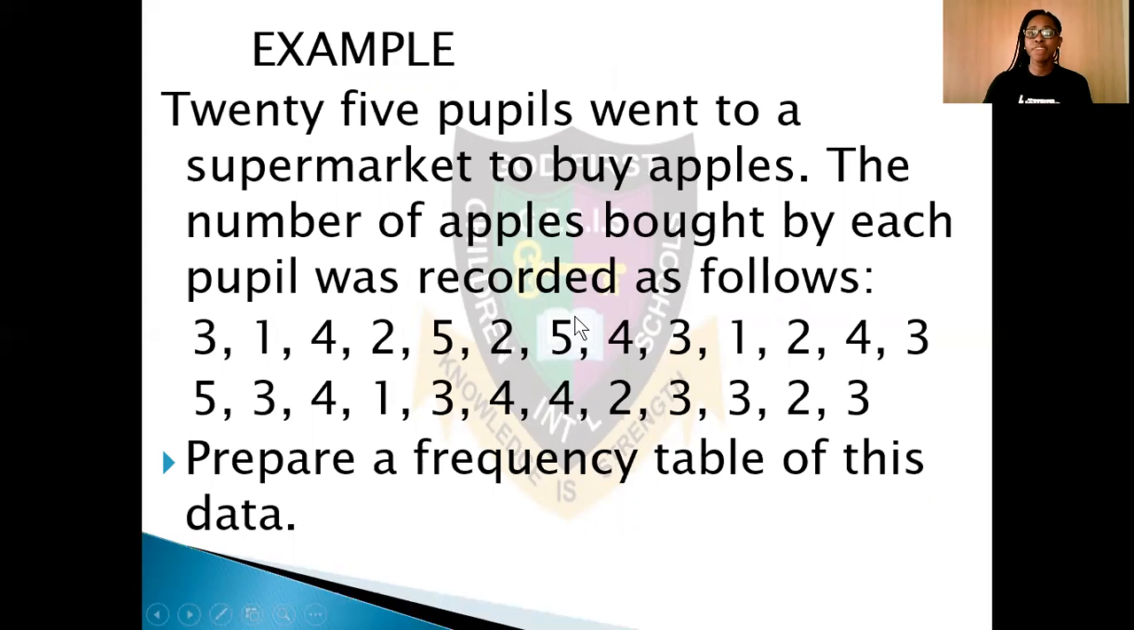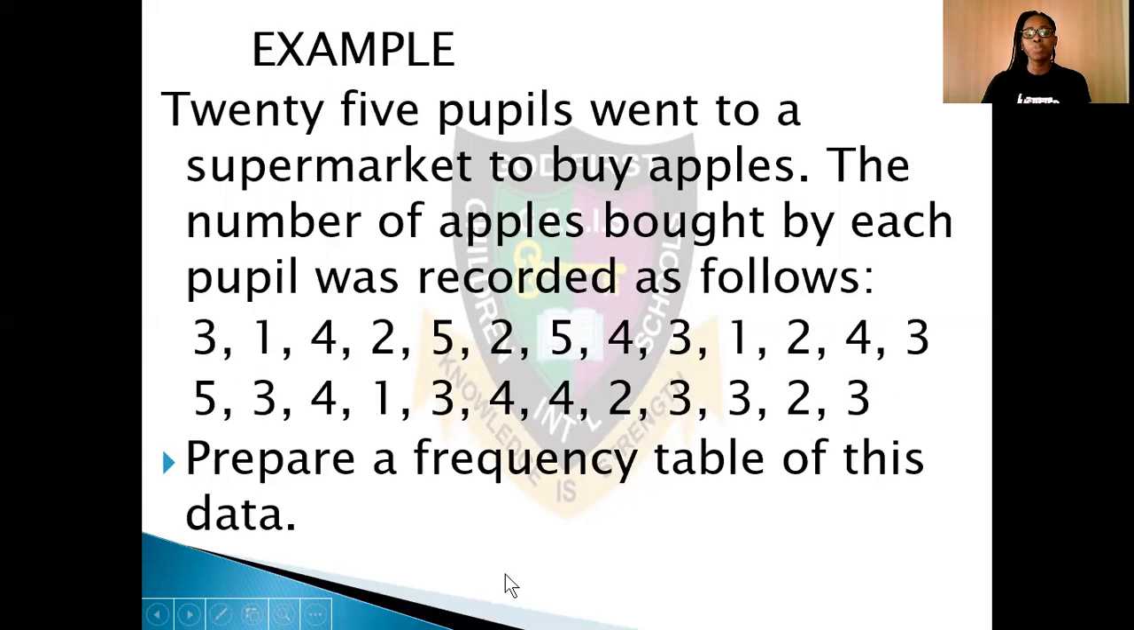Example: 25 pupils went to a supermarket to buy apples, and the number of apples bought by each was recorded as follows. We have 3, 1, 4, 2, 5, 2, 5, 4, 3, 1, 2, 4, 3, 5, 3, 4, 1, 3, 4, 4, 2, 3, 3, 2.